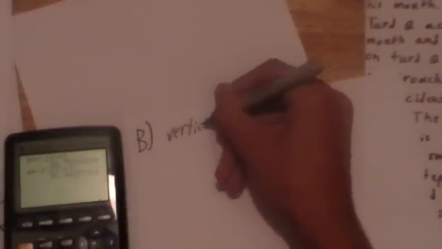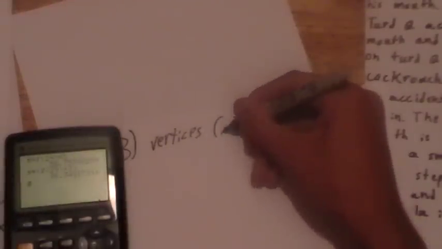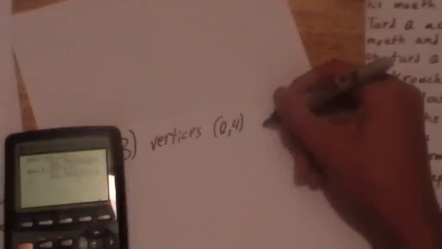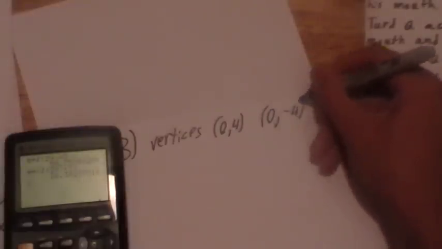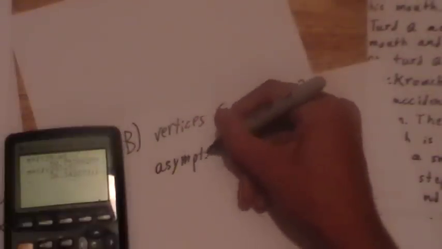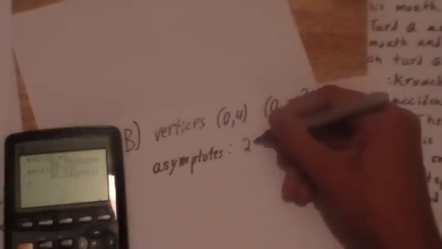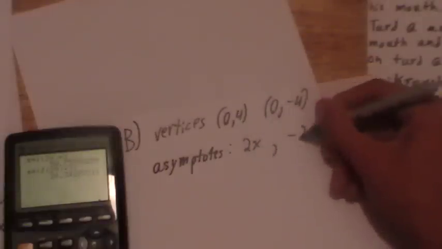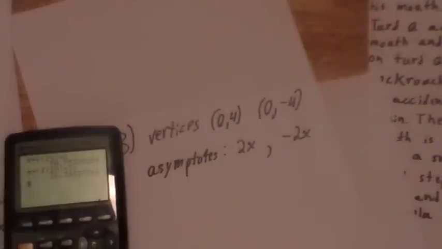Okay, so part B. We're given the vertices (0, 4) and (0, negative 4), and we're also given the asymptotes, 2x and negative 2x. It wants us to find the equation of the hyperbola.